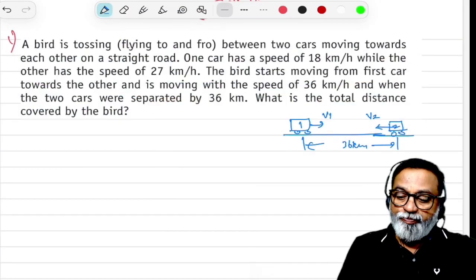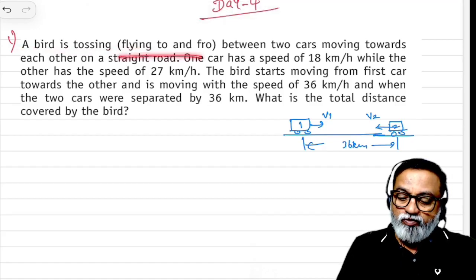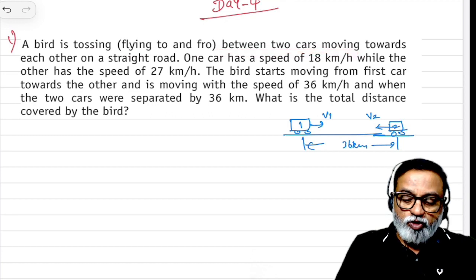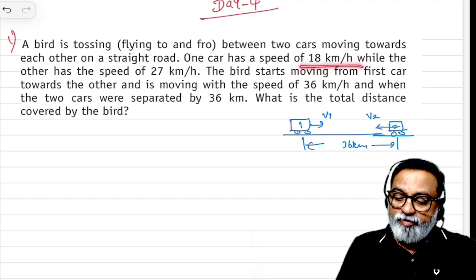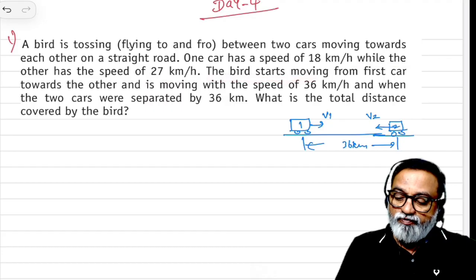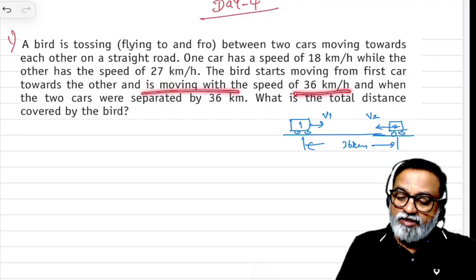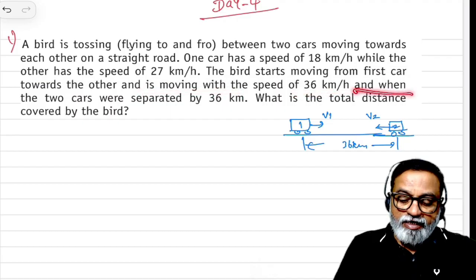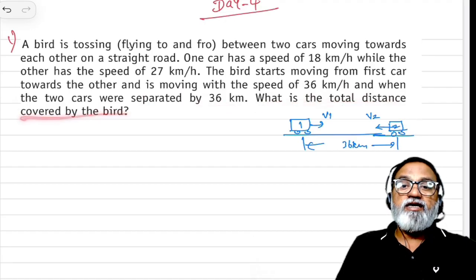See here, the bird is tossing, meaning flying to and fro, between two cars moving towards each other on a straight road. One car has a speed of 18 km per hour while the other has a speed of 27 km per hour. The bird starts moving from the first car towards the other with a speed of 36 km per hour, and the two cars were initially separated by 36 km. What is the total distance covered by the bird?